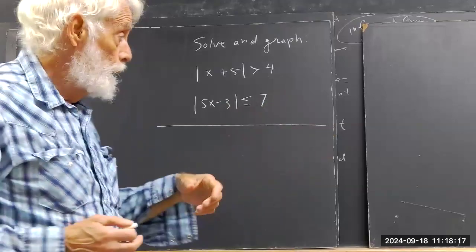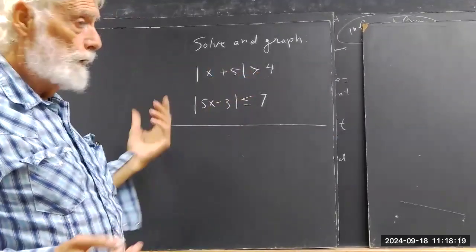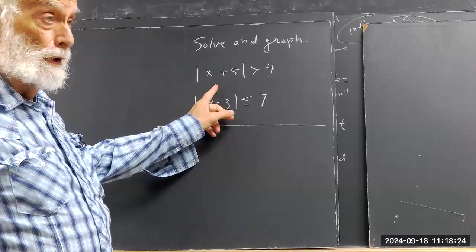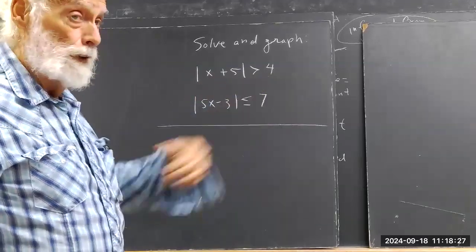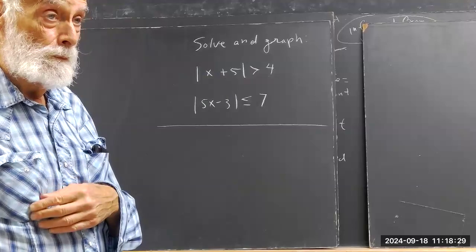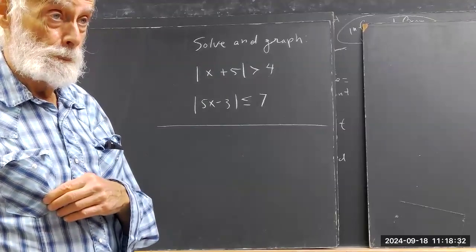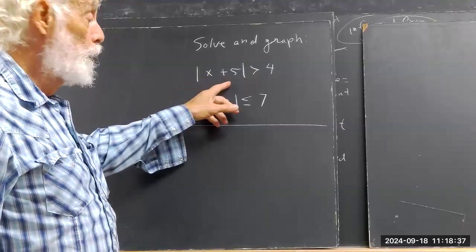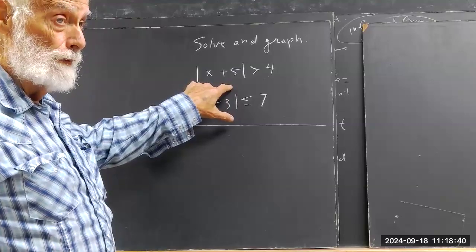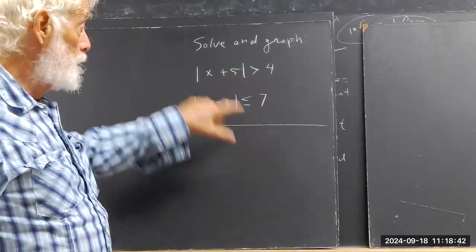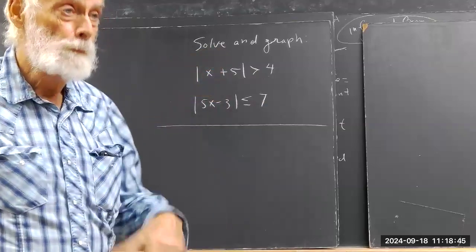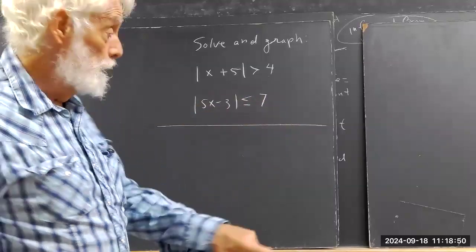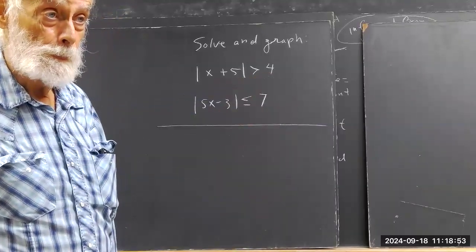If X is like 50, is this true? Well, yeah, you get 55, absolute value of 55 is greater than 4, right? What if X is negative 50? Does it satisfy? Sure does, because you get negative 45, and the absolute value of negative 45 is 45. It's bigger than 4. So if it's a big positive number or a big negative number, what's inside here is a big positive number or a big negative number. The result's going to be bigger than 4, right?